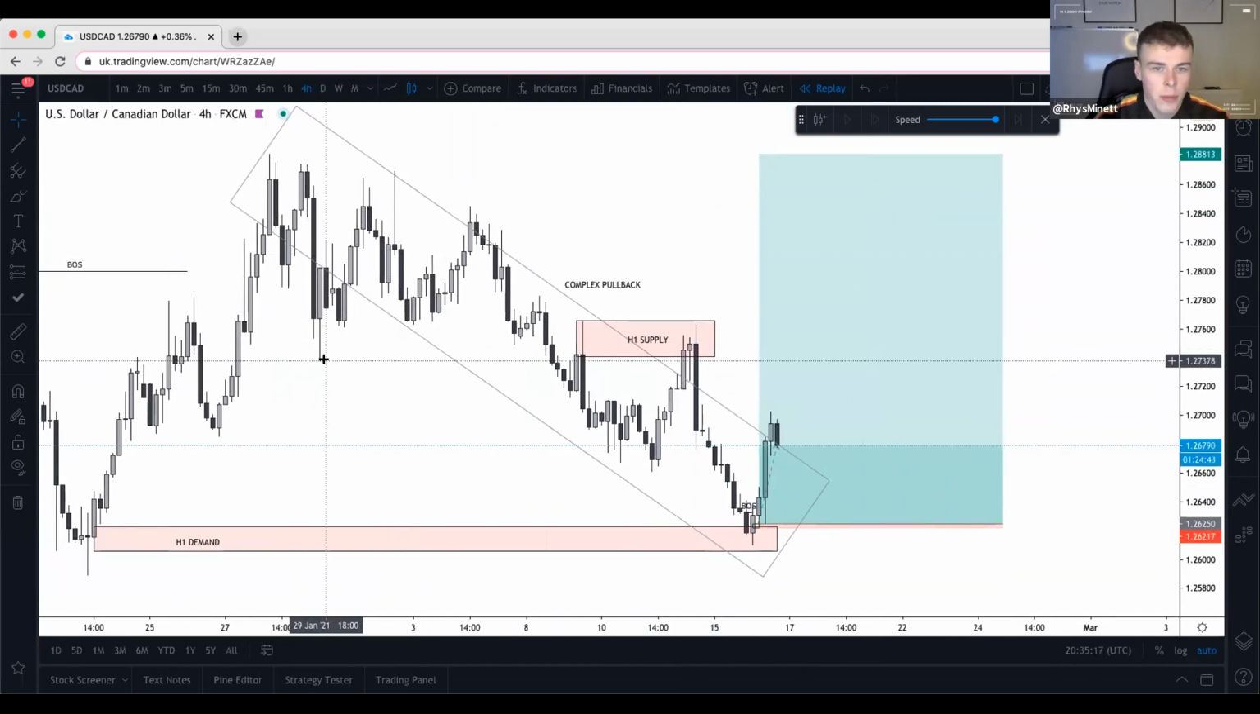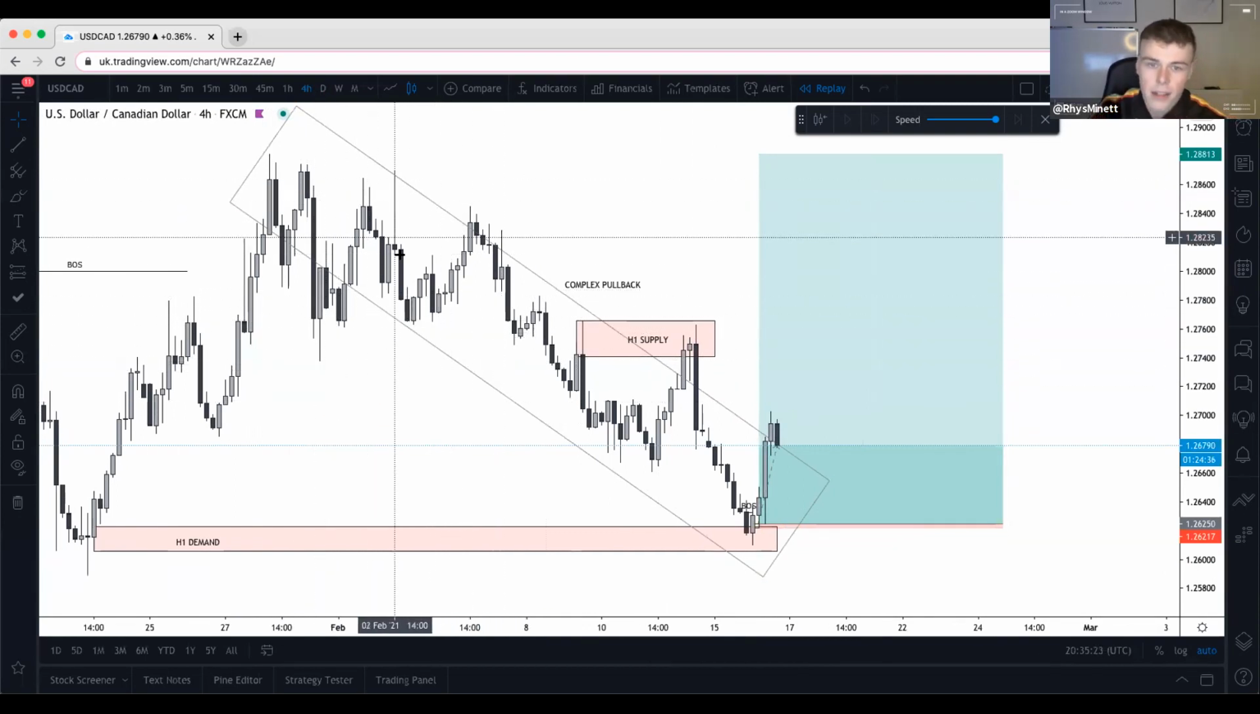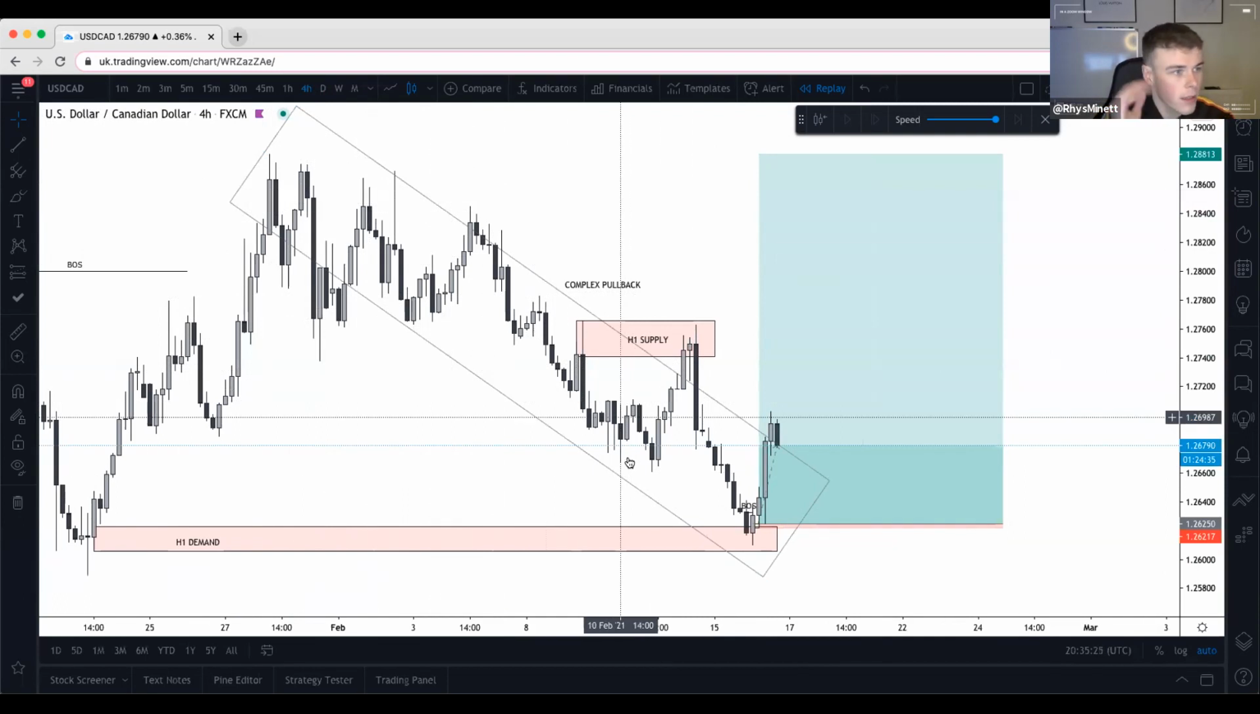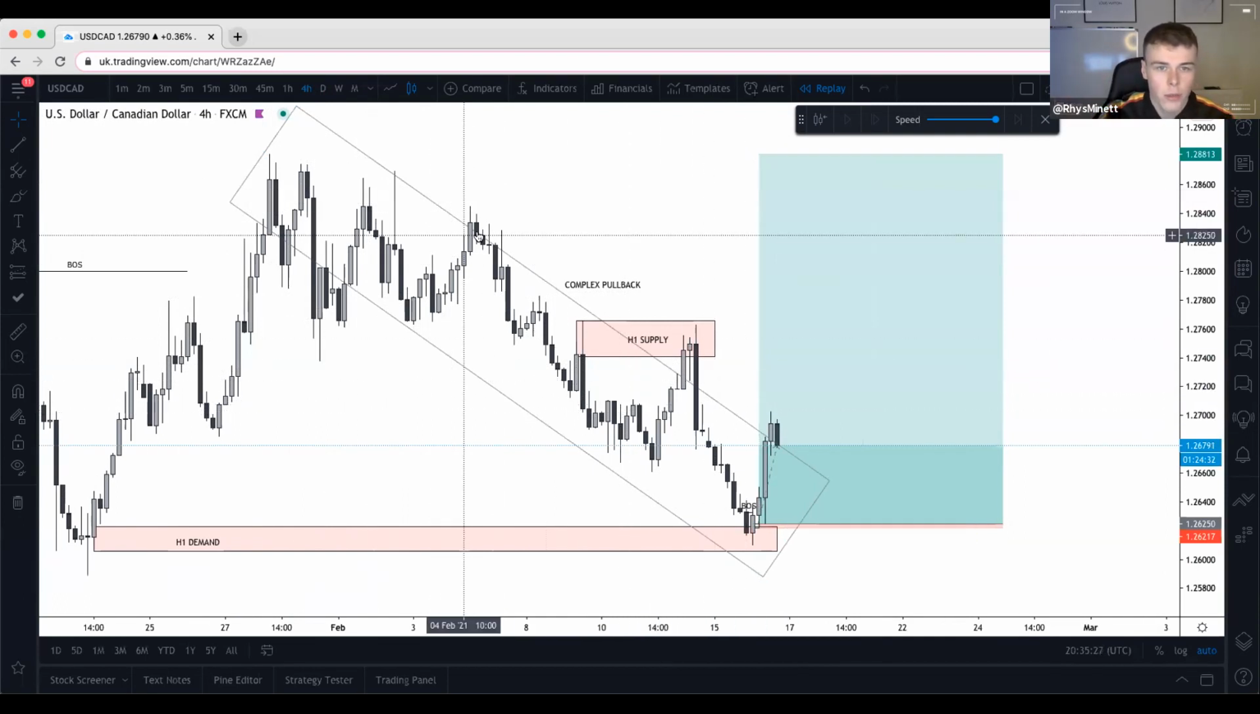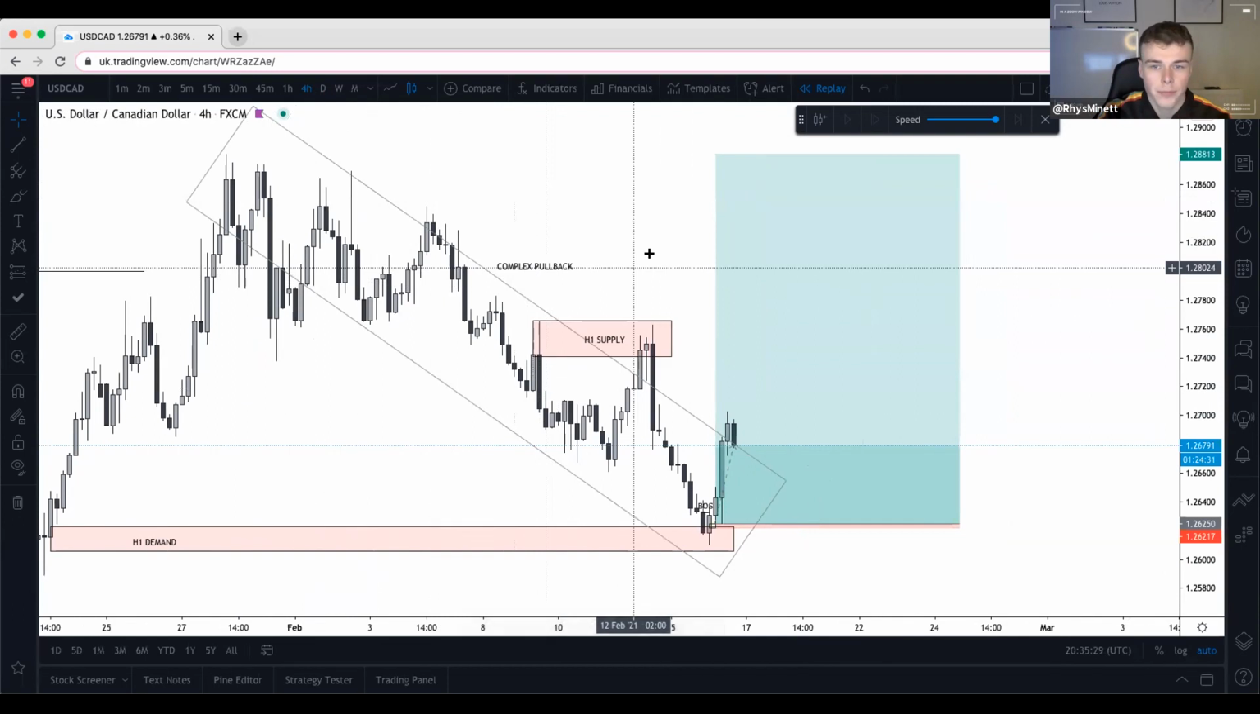But it does look confusing. It's making all sorts of shapes and sizes, all sorts of structure. Lower low, lower high, and there's a lot going on. But we need to remember what's going on in the higher time frames. So this right here is a complex pullback.